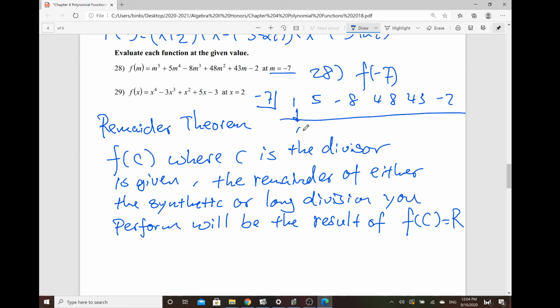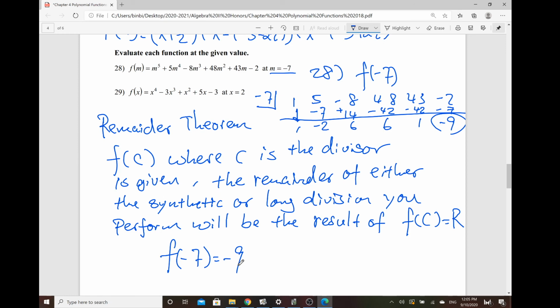The first number, bring it down. 1 times -7 is -7, plus 5, that would be -2. Then -2 times -7 is 14, plus -8, that would be 6. 6 times -7 is -42, plus 48, that would be 6 once again. 6 times -7 is -42. Combine them, so it's 1. 1 times -7 is -7, plus -2 is -9. And guess what that number is? -9 would be the final result of f of -7.